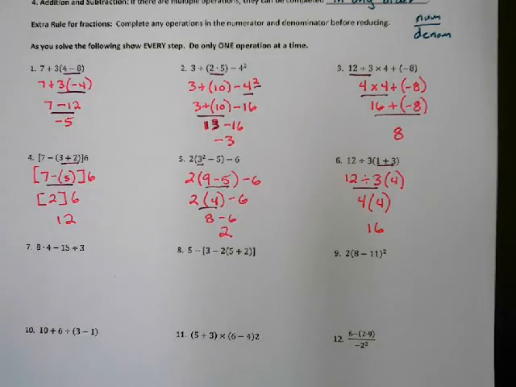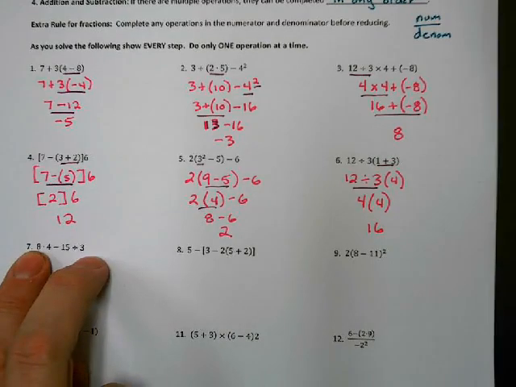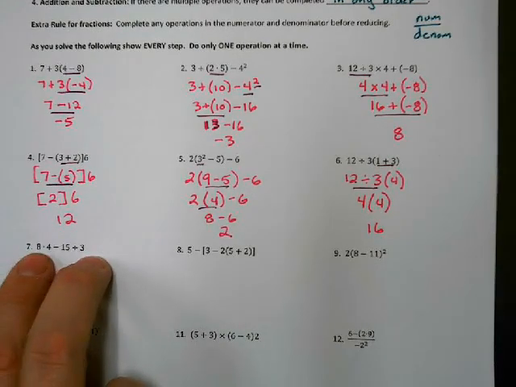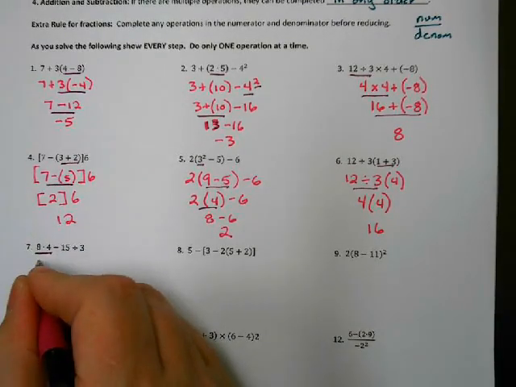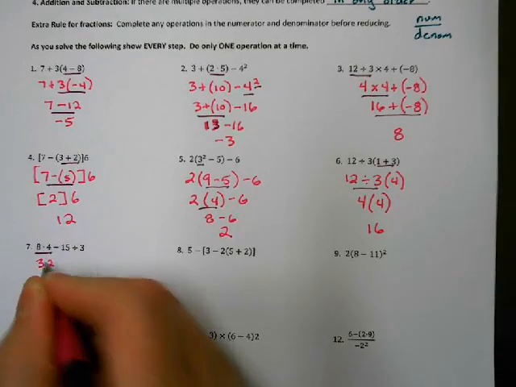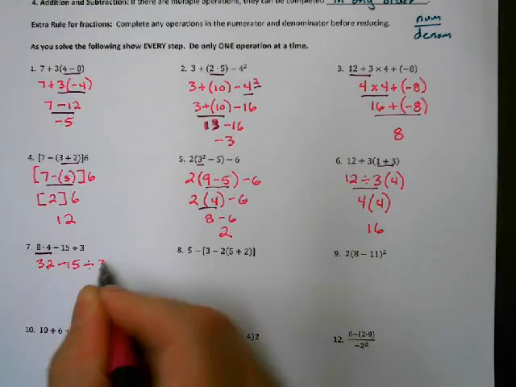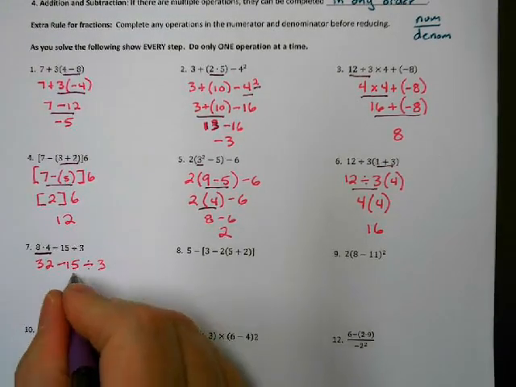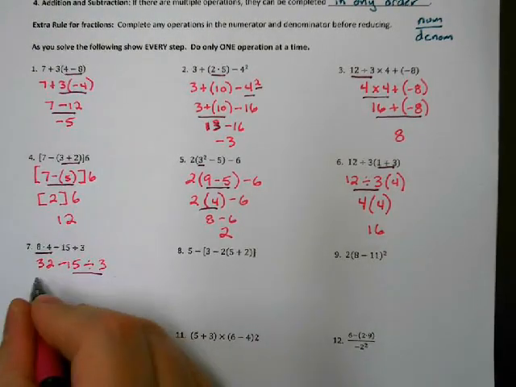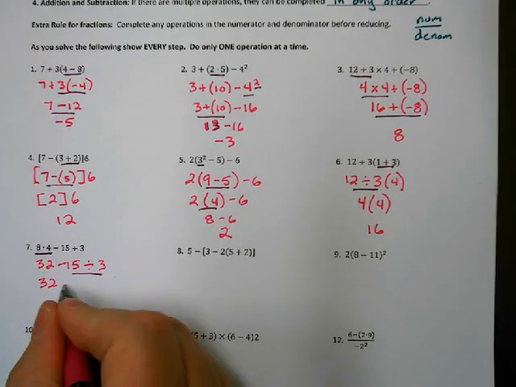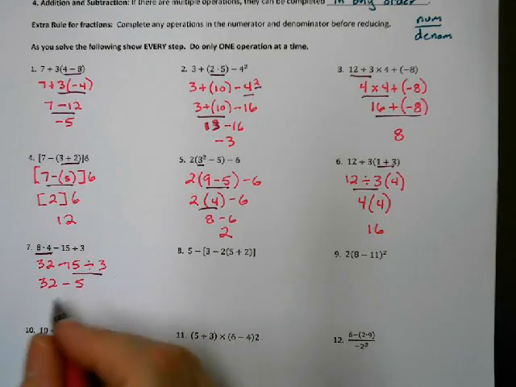Okay, so on this one, I've got multiplication, subtraction, division. So with multiplication and division, I go left to right. So I would start over here with 8 times 4. That's my first one, 8 times 4. That gives me 32, minus 15 divided by 3. I've got subtraction and division. Division comes before subtraction. So this is negative 15 divided by 3, and that's going to give us 32 minus 5, because a negative divided by a positive is a negative. Last step, 32 minus 5 ends up being 27.